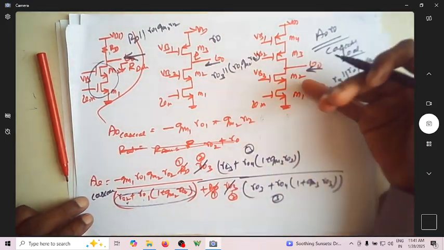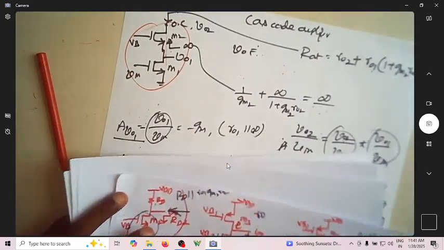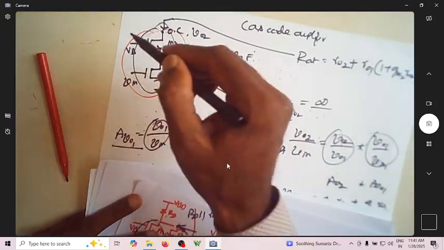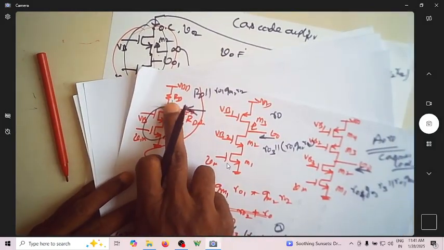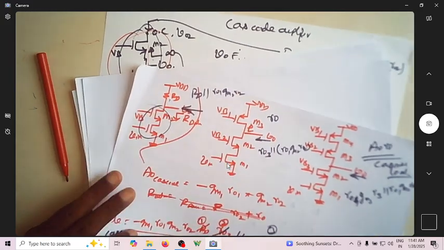This is the overall R out. So this R out, whatever I have written here, is only for the intrinsic amplifier, of course, without connecting the load. This is with connecting the load. With connecting the load, this is your R out.